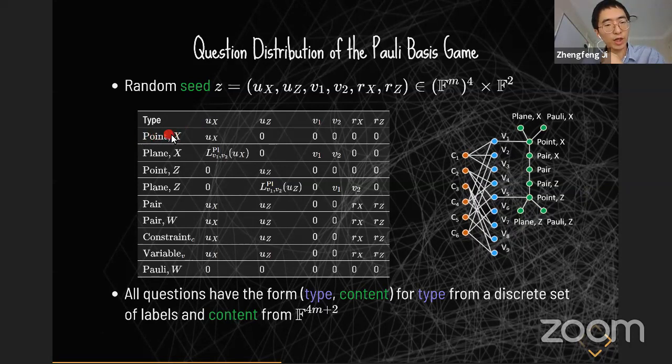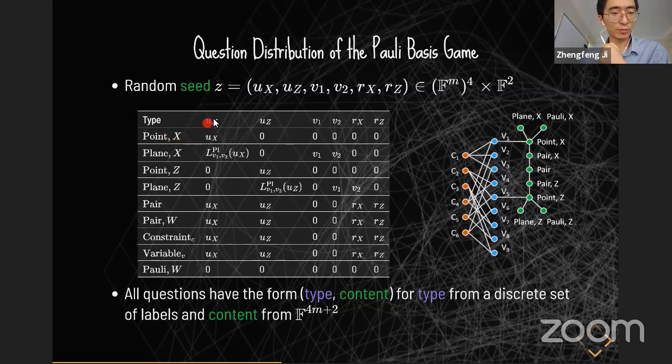So basically we will have a very uniform format for the questions. They will have this type and content format, where type is some discrete set of labels, and content is a vector in the finite field F to the 4m plus 2. For example, UX is the point for the X measurements, and UZ is the point for Z, and V1, V2 are the directional vectors defining planes in this space F to the M, and Rx, Rz are for converting this high dimensional object, as it's over the field F, to bits. So these are the types of questions that we need.